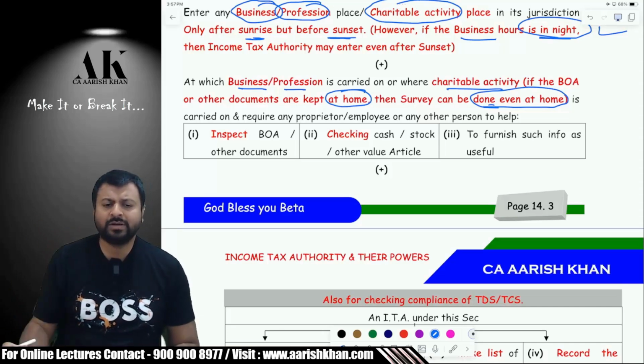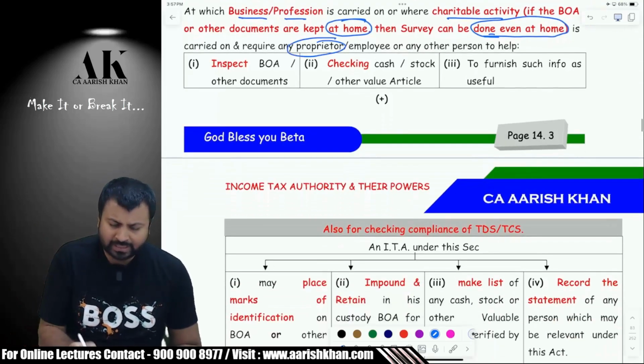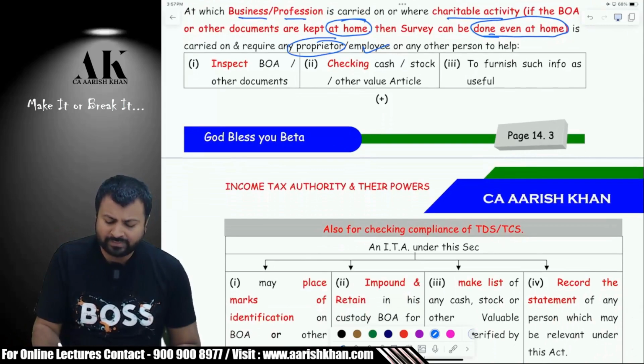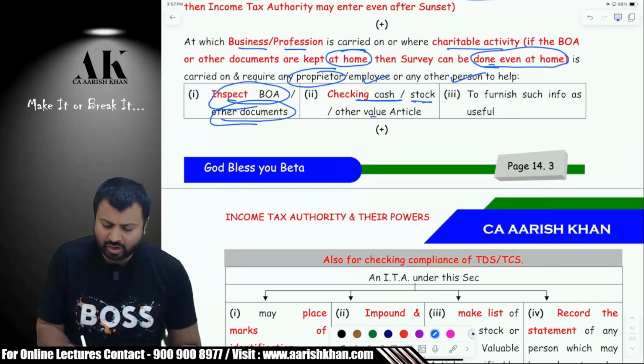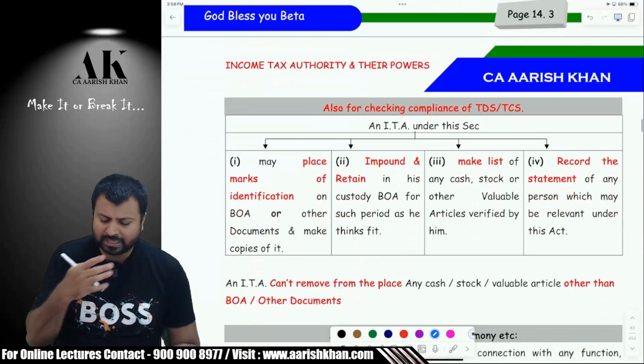What will they do by coming to survey? They will require the proprietor, they will call the proprietor, the employee, the other person, and they will say that we want to inspect books of accounts, we want to inspect other documents, we want to check cash, stock, valuable article, we want such other information as may be useful.